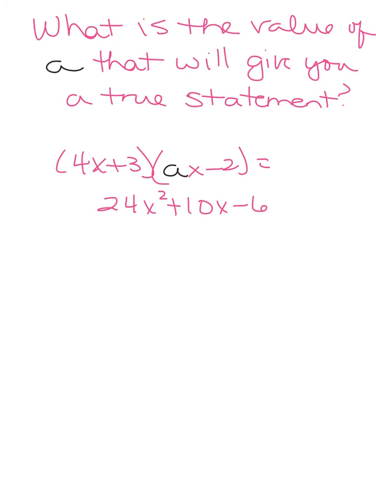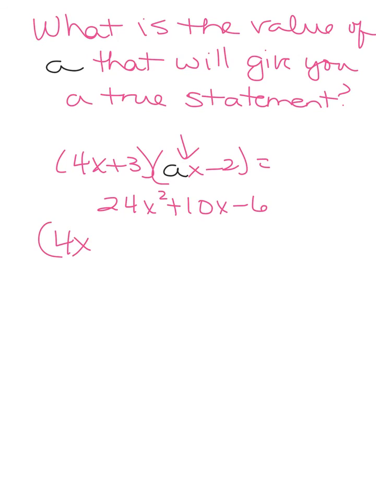Our last problem for today says, what is the value of a that will give you a true statement? So again, we're trying to find that unknown variable a. This time we're using multiplication. So I have the quantity of 4x plus 3 times the quantity of ax minus 2 is equal to 24x squared plus 10x minus 6. So I have two binomials that I'm multiplying, so I'm going to use FOIL. I just need to focus. I have a as my first term. There's a couple different ways I can do this. I think the easiest thing, when using FOIL, is to just use the first terms.